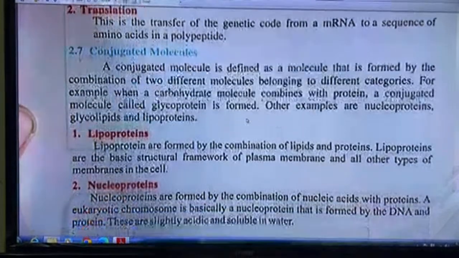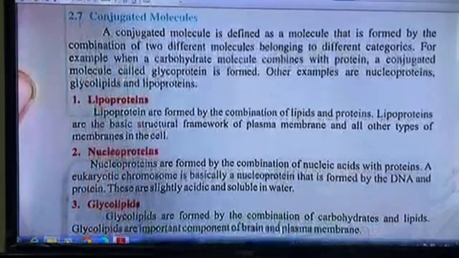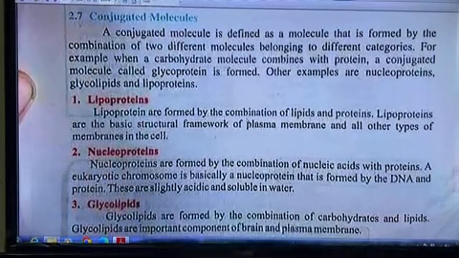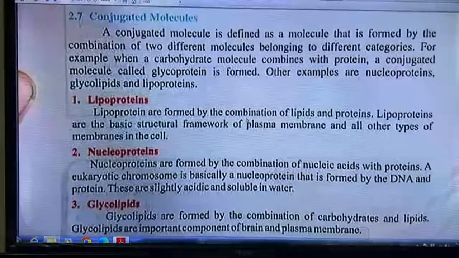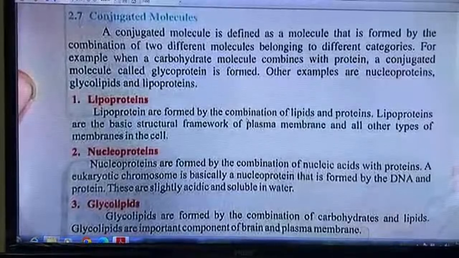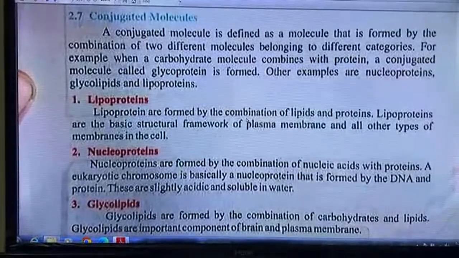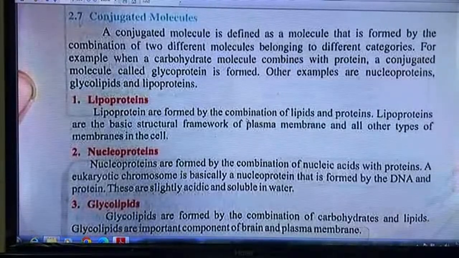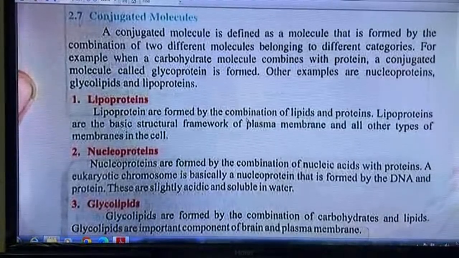Conjugated molecules. A conjugated molecule is defined as a molecule that is formed by the combination of two different molecules belonging to different categories. For example, when a carbohydrate molecule combines with protein, a conjugated molecule called glycoprotein is formed. Other examples are nucleoproteins, glycolipids, and lipoproteins.